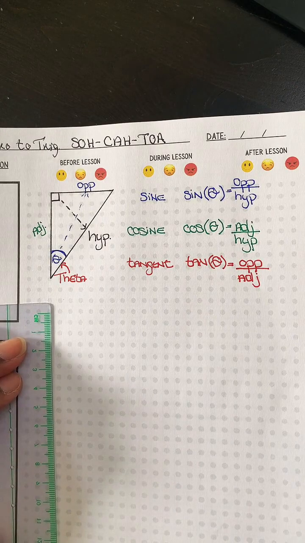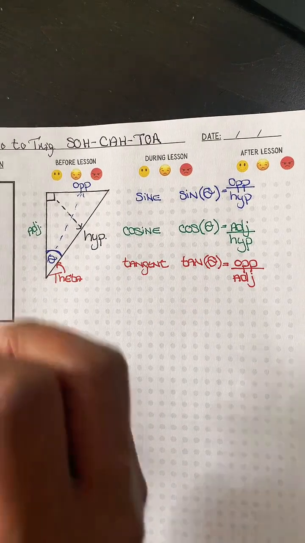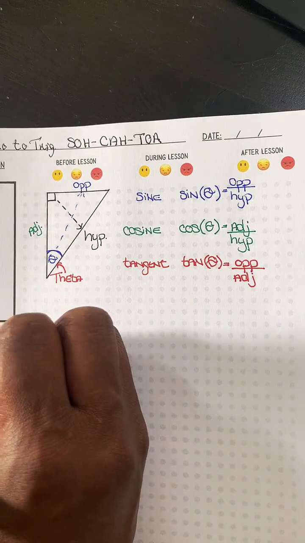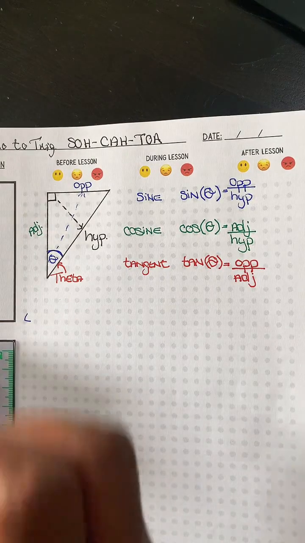All right, so let's take a gander. Let's look at a couple of examples. Wrong color.